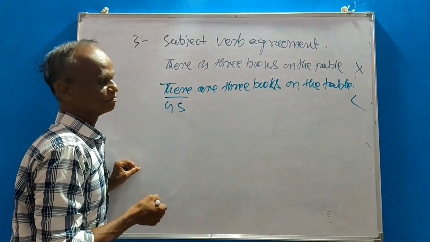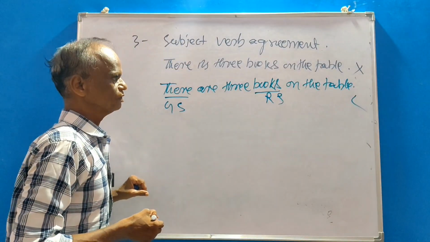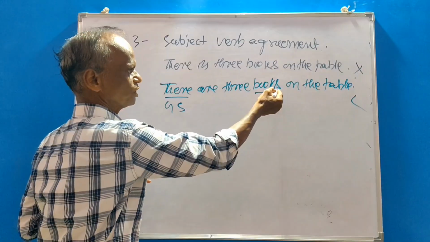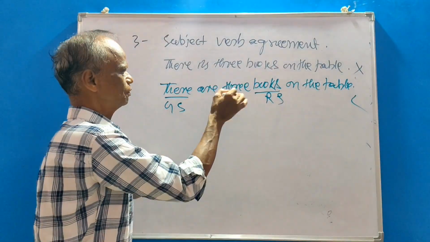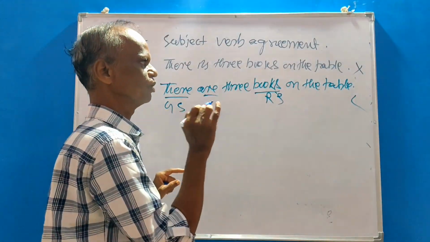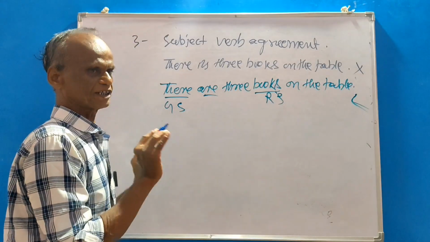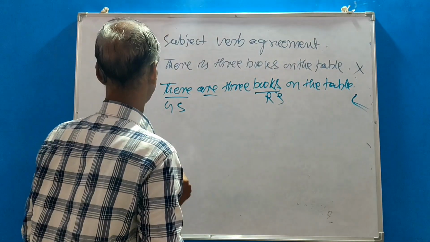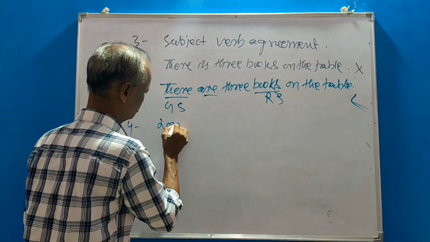Grammatical subject, real subject. Okay. So, the helping verb follows the real subject. According to the real subject, the helping verb is used. Plural, plural. There are 3 books on the table. So, look at the subject verb agreement. Next, that is, look at addition.